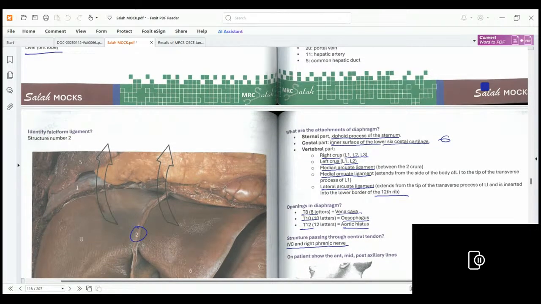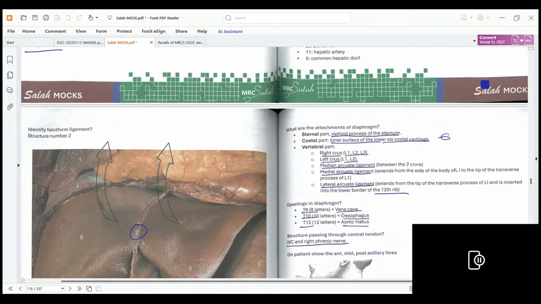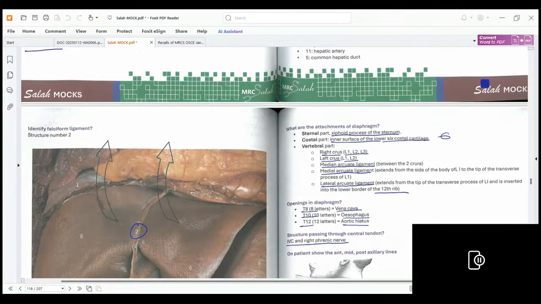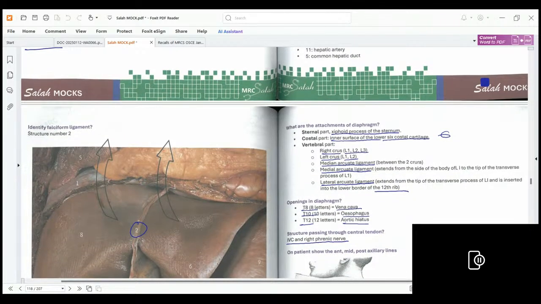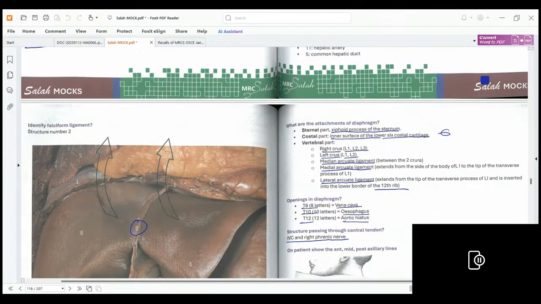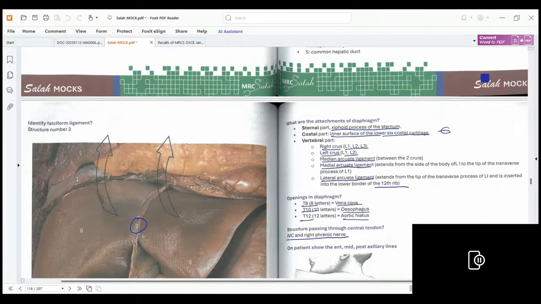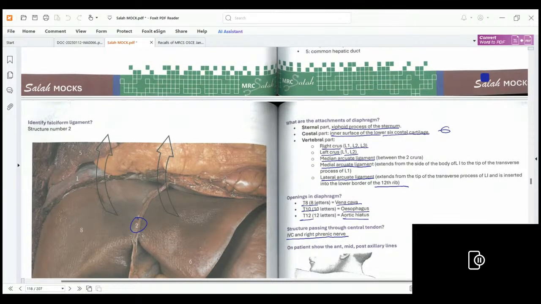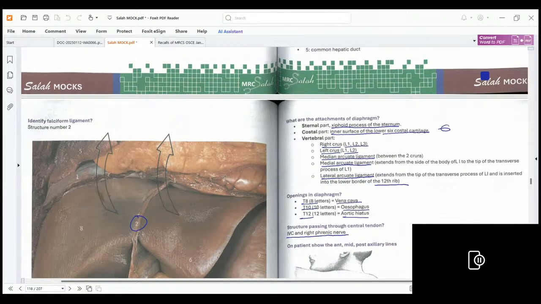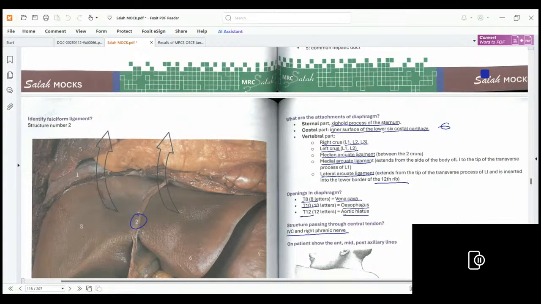Structures passing through the central tendon: the inferior vena cava with the right phrenic nerve.